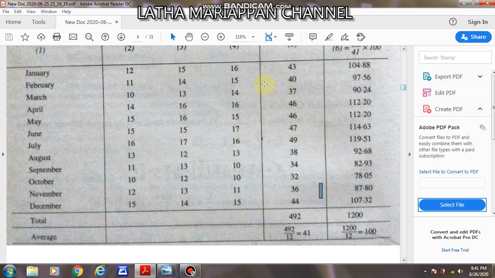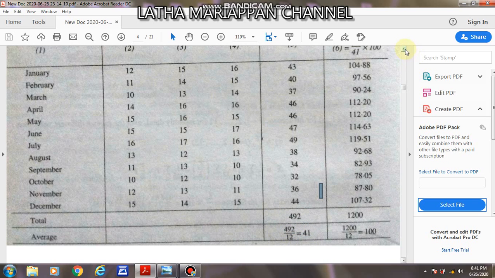Now add this total: 43, 40, 37, like that. If you add, you will get 492. This is in terms of lakh tons of production over the three years 1999, 2000, 2001. So 492 lakh tons. You have to take the average of this. They gave 12 months, so 492 divided by 12 gives 41.